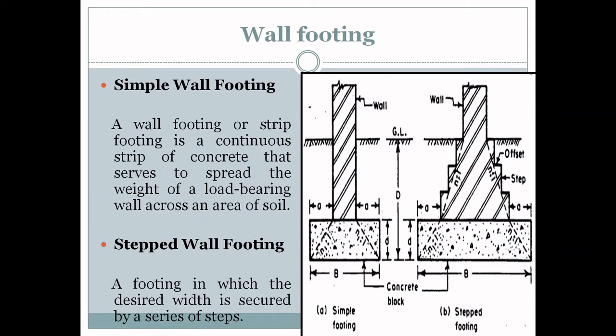Simple wall footings are used when the load of the structure is low and the safe bearing pressure of the soil is high. Step wall footings are used when the load of the structure is high and the safe bearing pressure of the soil is low. In step wall footing, masonry offsets are provided to spread the load over a large area.